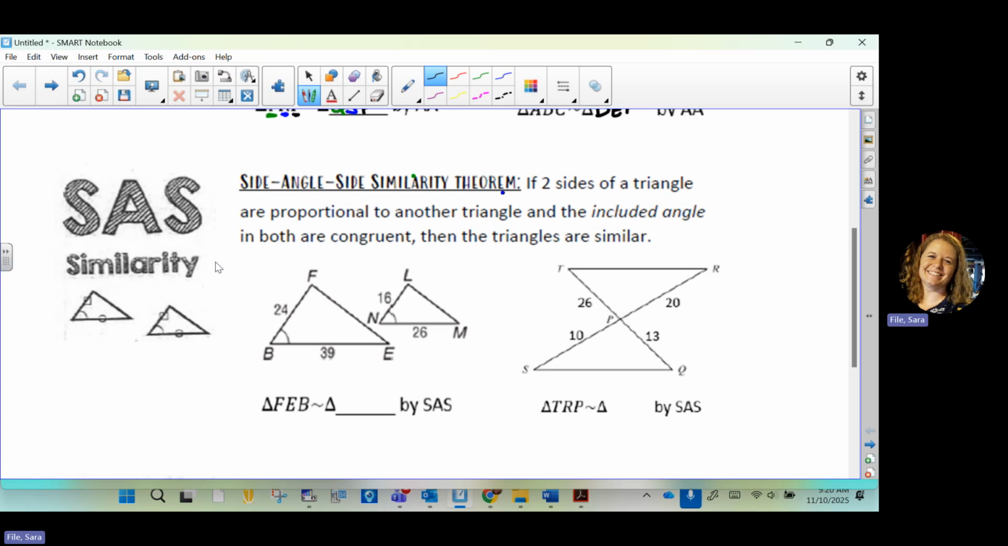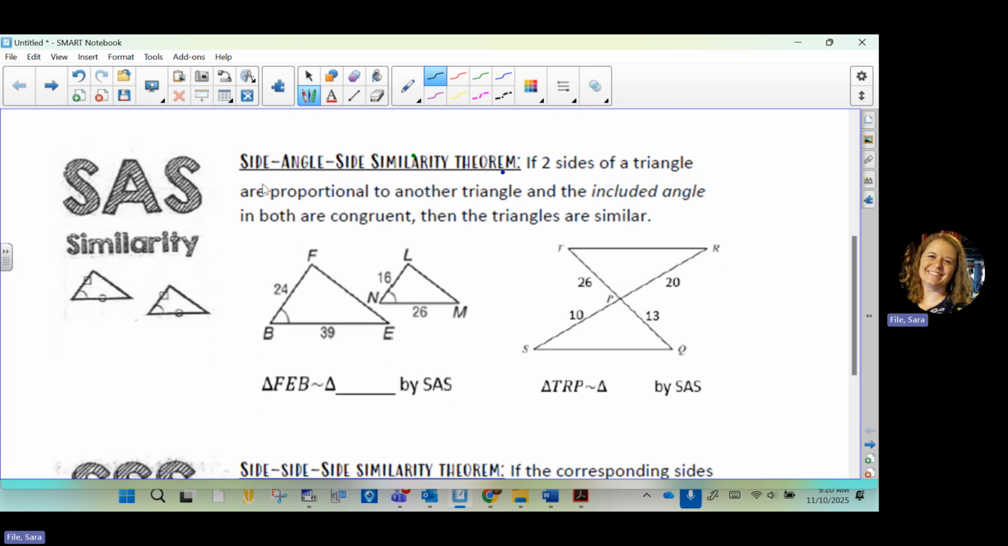Now the other two theorems that can prove similarity are side angle side. Now notice, it's not just any two sides and an angle. It has to be the angle included between the two known sides. So that we call that the included angle. Okay, so that's pretty important. I'm going to underline that. The included angle means the angle where those two known sides meet.